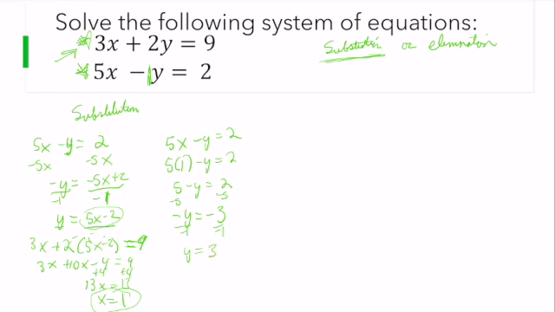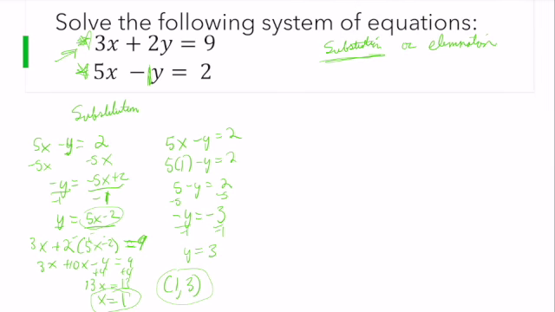So I just solved a system of equations. What does this tell me? Well, this tells me the point (1, 3) is where these two lines would intersect. So if I had graphed both of these lines, this would be the point of intersection.